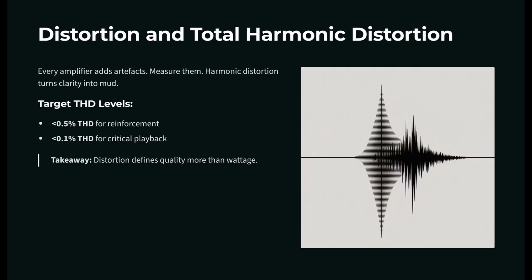Don't forget that every amplifier will add some artifacts, so measure them. Harmonic distortion turns clarity into mud. Aim for a target of lower than 0.5% harmonic distortion for reinforcement. For critical playback, aim below 0.1%. Distortion defines quality more than wattage.